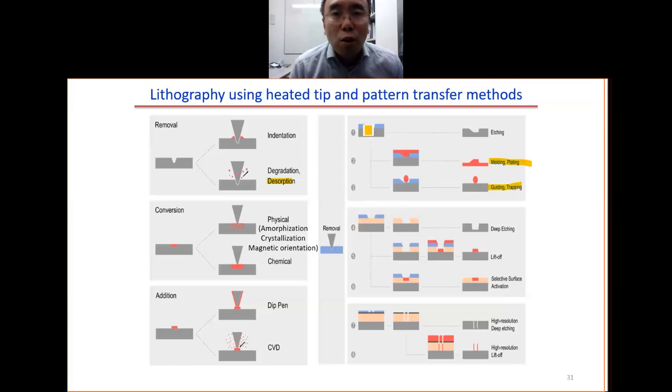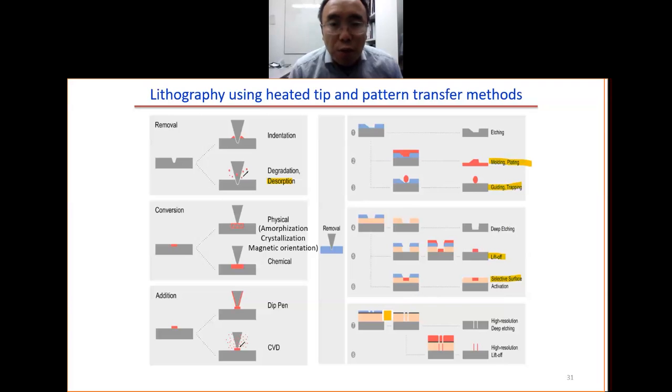This is the single resist layer. If we use bilayer, you can transfer the pattern into the substrate layer. Then you can do the deep etching, or you can do the lift-off. You can do the metal lift-off, or you can modify the process. This is called the selective surface activation.